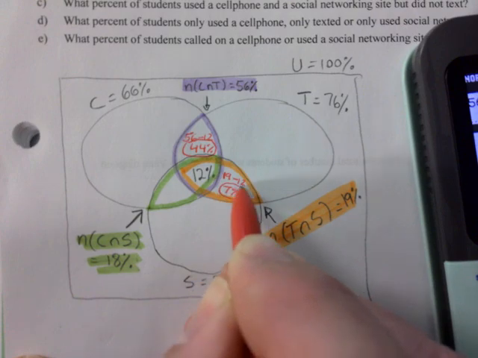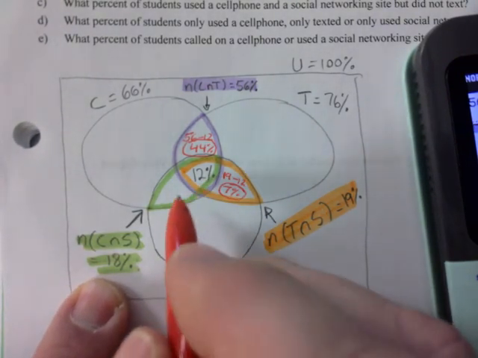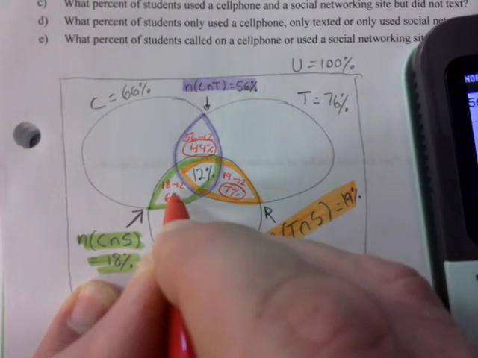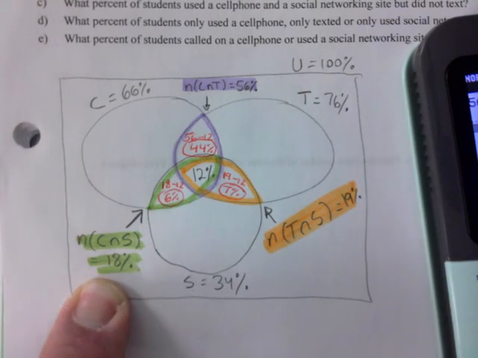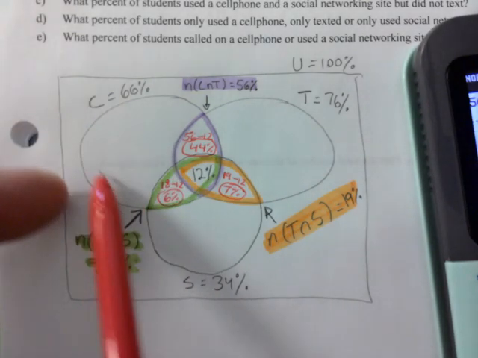I'm going to circle that. And then you go over to this side. That's 18 minus 12. That's 6%. You got that. And now you move out even further. Let's now figure out this section.